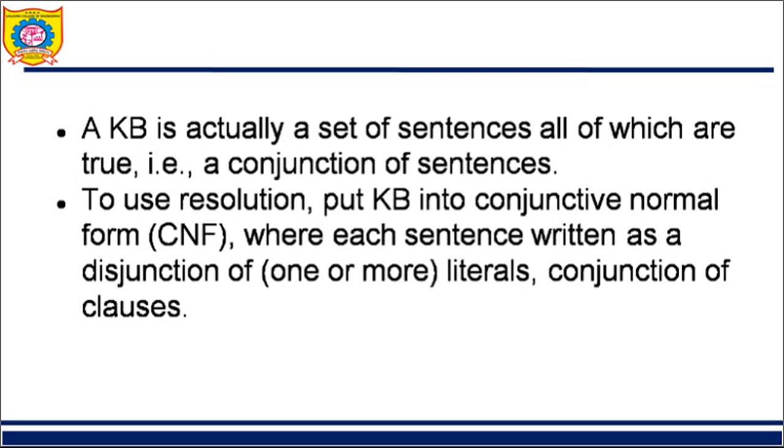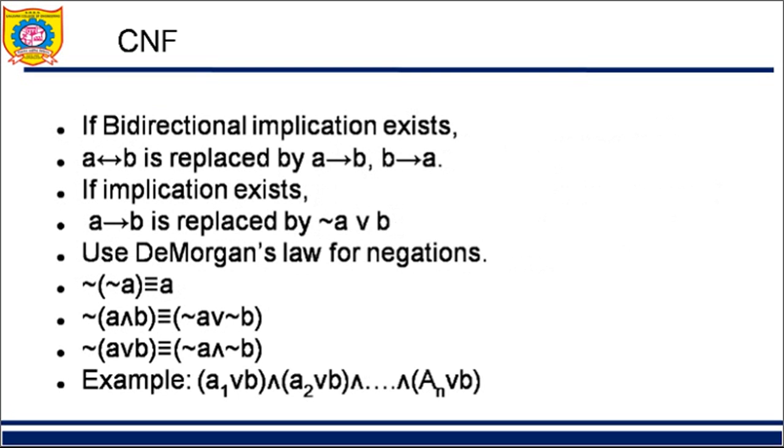Then if I join them with the help of conjunctions or disjunctions, I get clauses. CNF is a conjunction of clauses. Clauses are disjunctions of literals. That is, literals I combine with the help of disjunction, the or sign, and these clauses further I combine with the help of conjunction, the and sign. So this is CNF. These are the rules for CNF.